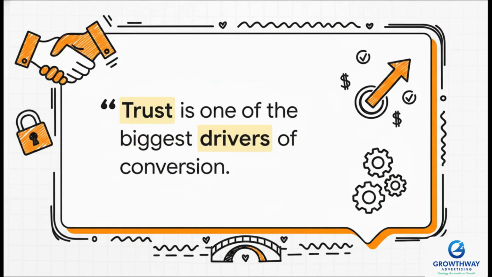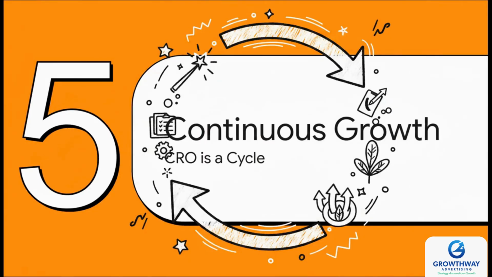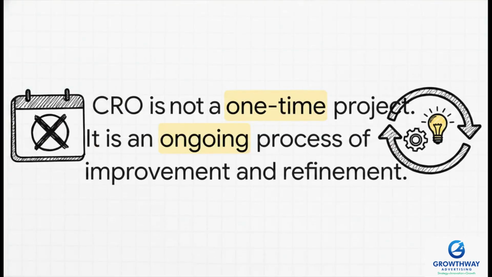End of story. Okay, so applying this framework one time is awesome, but this is where the real magic happens, when you turn it into the cycle of continuous growth. And this right here is a huge mindset shift. CRO is not a project, it's a process. See, a project has a start date and an end date. A process is something you do all the time to keep getting better. Real CRO is never done. It's this constant cycle of learning, adapting, and improving.